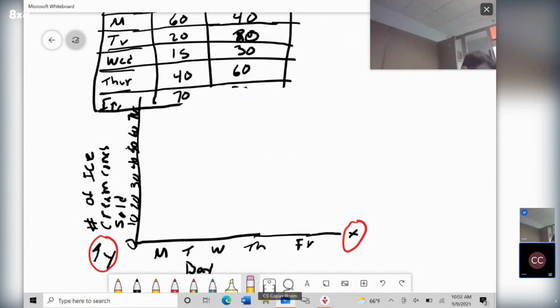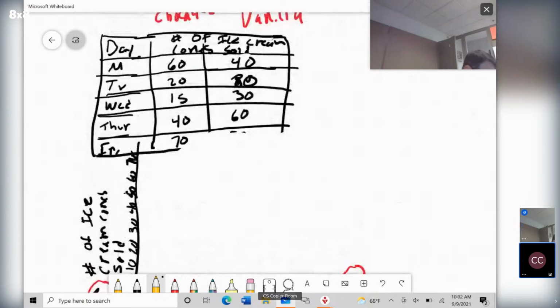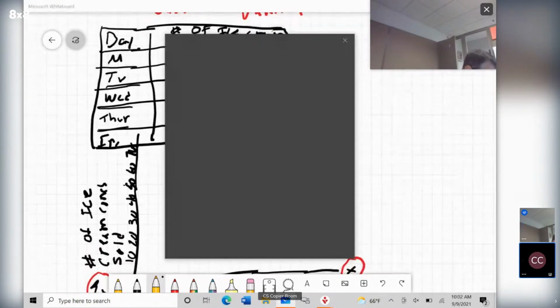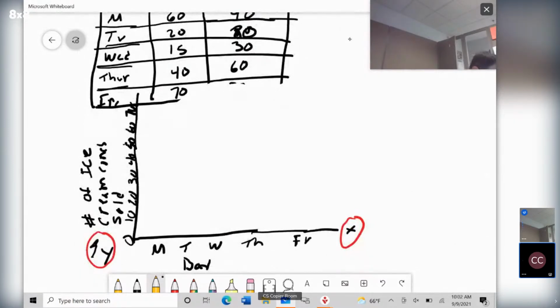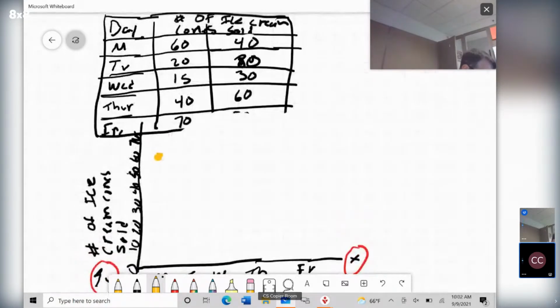Okay, so let me see here. We're going to use yellow. We'll plot the chocolate ones first. So on Monday, there were 60 chocolate cones sold. So I'm just going to put a little dot up there for 60. Okay. So Monday is 60.